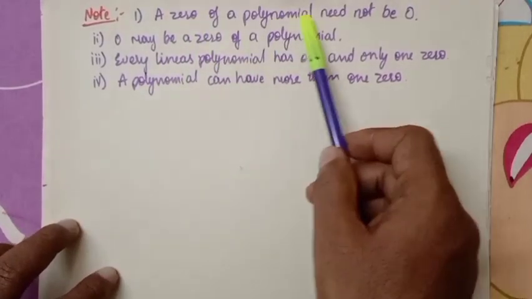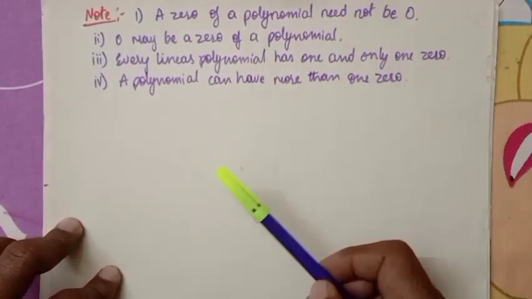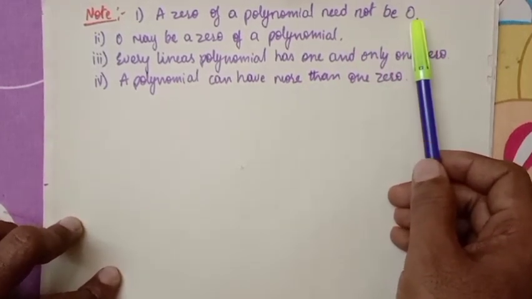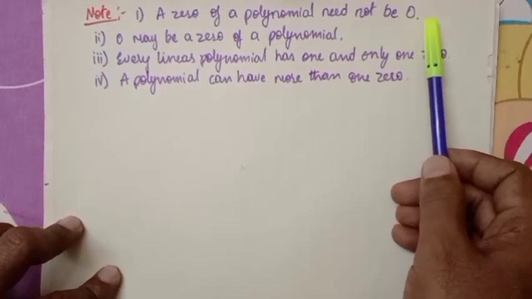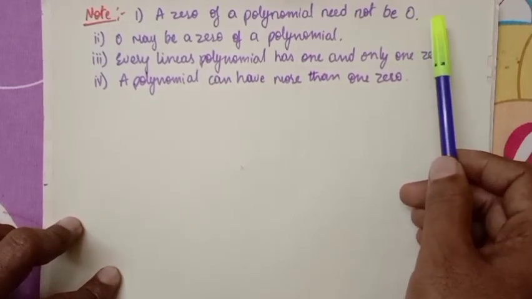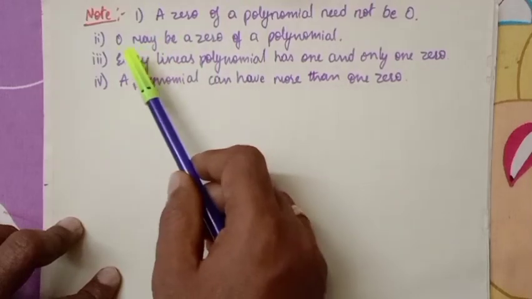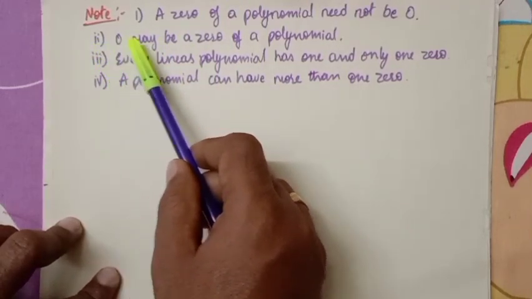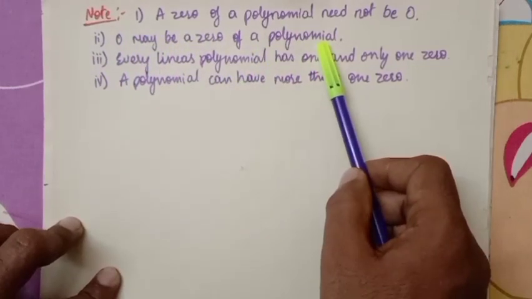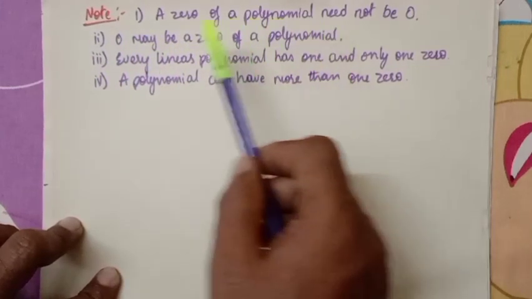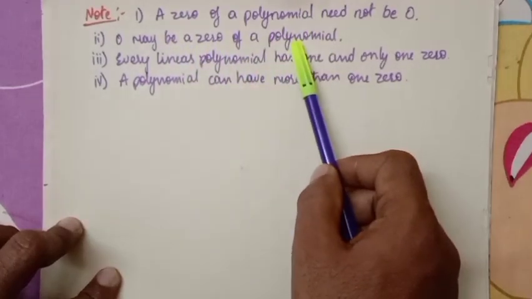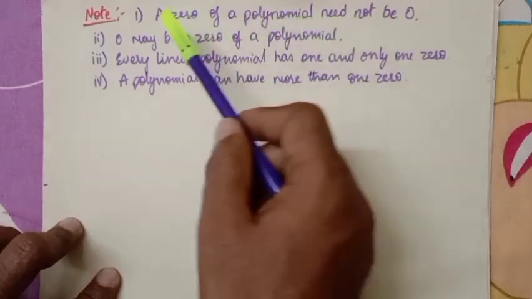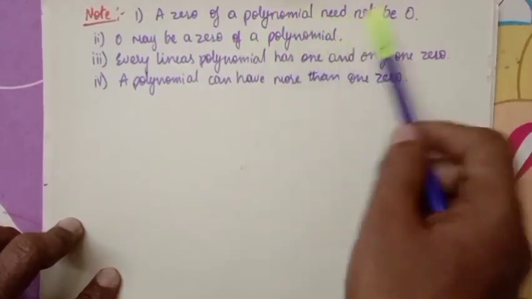A zero of a polynomial need not be 0. It can be a real number other than 0, and it can also be 0. That is stated in the second note. 0 may be a zero of a polynomial. That means 0 can be a zero of a polynomial, and real numbers other than 0 can also be zeros of polynomials.